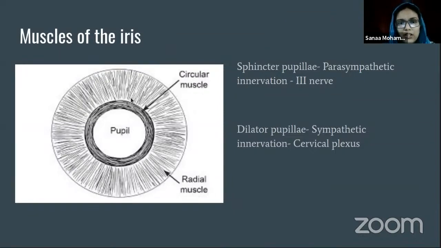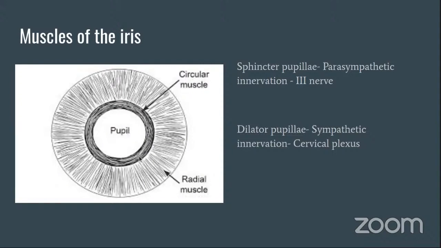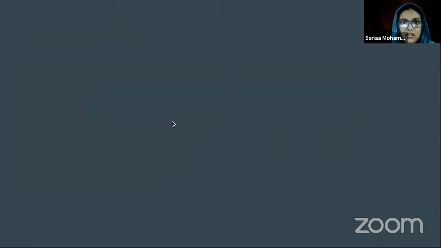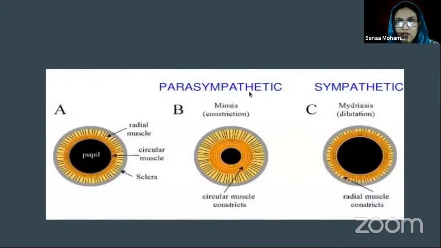The size of the pupil is controlled by two muscles. You have the circular muscle out here called the sphincter pupillae, which receives parasympathetic innervation from the third nerve, and the radial muscles, which you see here, called the dilator pupillae, which gets sympathetic innervation via your cervical sympathetic plexus. So when there is parasympathetic stimulation, you get constriction of the circular muscle, which produces miosis. And with sympathetic innervation, you get constriction of the radial muscles out here, which produces mydriasis.